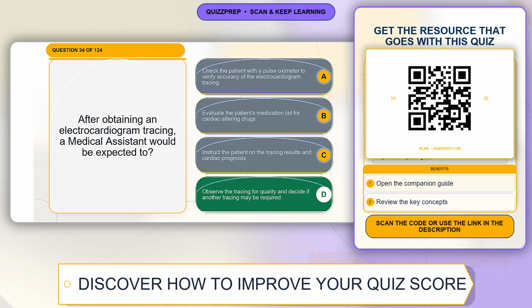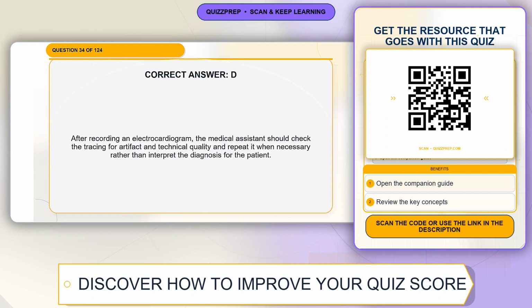The correct answer is option D, observe the tracing for quality and decide if another tracing may be required. Explanation. After recording an electrocardiogram, the medical assistant should check the tracing for artifact and technical quality and repeat it when necessary rather than interpret the diagnosis for the patient.